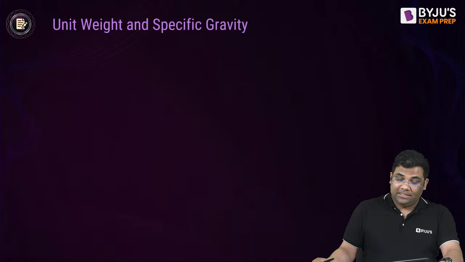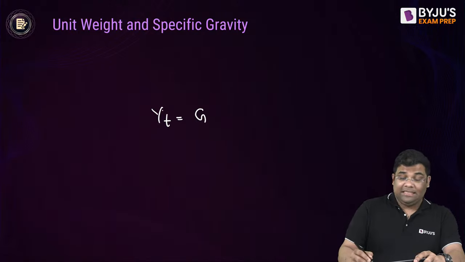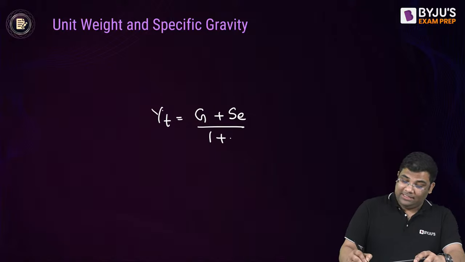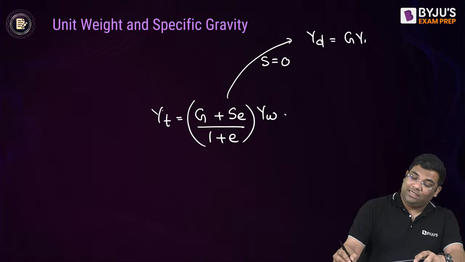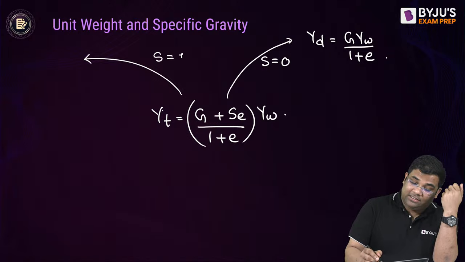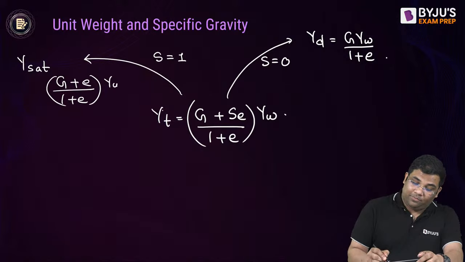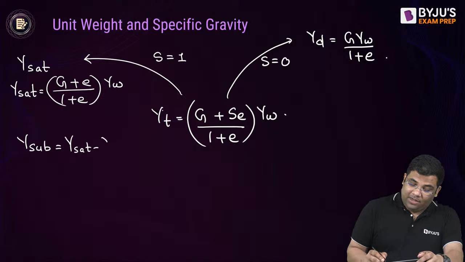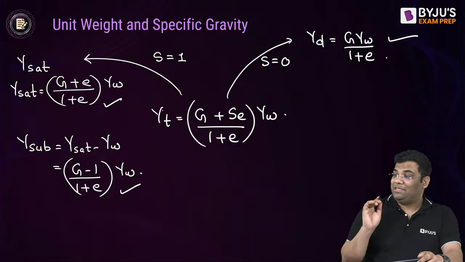The basic definitions are done. Then we have unit weights. For unit weights, I always say one formula is very important. The bulk unit weight is (G plus SE) by (1 plus E) times gamma W. If you know this formula, you put S equal to 0 for dry soil, and you will get gamma D equal to G gamma W by (1 plus E). Why is S 0? Because for dry soil the degree of saturation is 0. If we have fully saturated soil, S is equal to 1, and in this equation it will become (G plus E) by (1 plus E) into gamma W. This is gamma sat. Now if you want to find gamma submerged, this is gamma sat minus gamma W, which will be (G minus 1) by (1 plus E) times gamma W. So you can remember all these formulas by just remembering one formula.